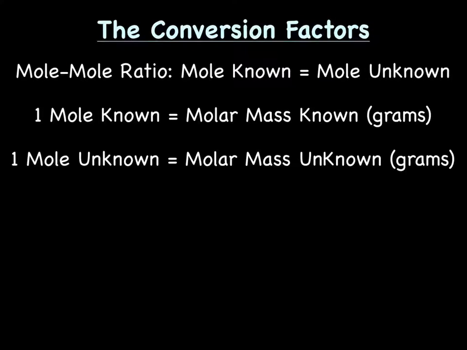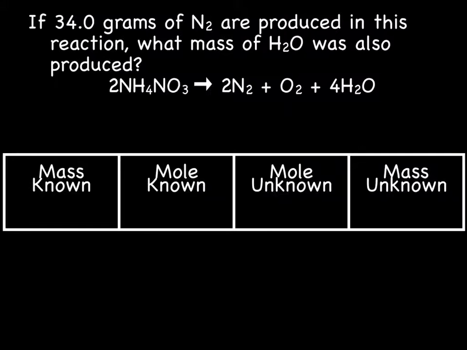We will be using the same conversion factors we've been using all along. So we'll be either using the mole-mole ratio, which is mole known equals mole unknown, and remember we find that information on the balanced equation. We'll be using 1 mole known equals the molar mass of known in grams, and 1 mole unknown equals the molar mass of unknown in grams. All right, honestly there's not much new here, just an extra step.